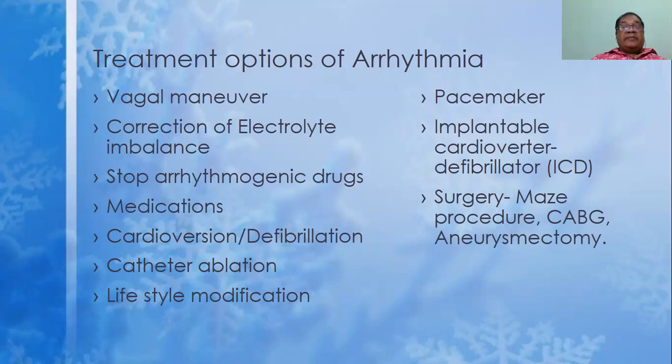Correction of electrolyte imbalance may correct the arrhythmia. So we'll have to stop all arrhythmogenic drugs, which may be the underlying cause. Medication may be used, antiarrhythmic drugs may be used to treat the arrhythmia. Sometimes cardioversion and defibrillation is used. In cardioversion, it's a synchronized method in which we use low intensity current to stop the arrhythmia. In defibrillation, we use a high intensity current to stop the heart action potential altogether.